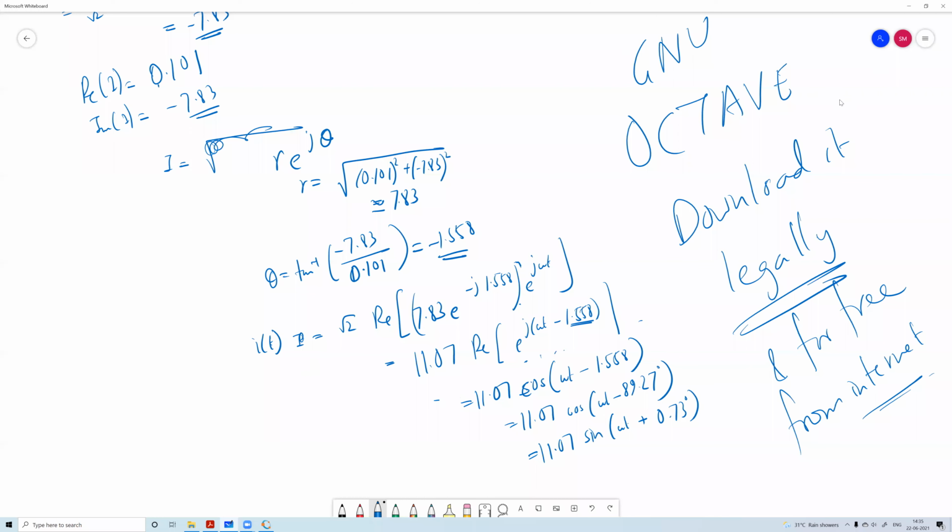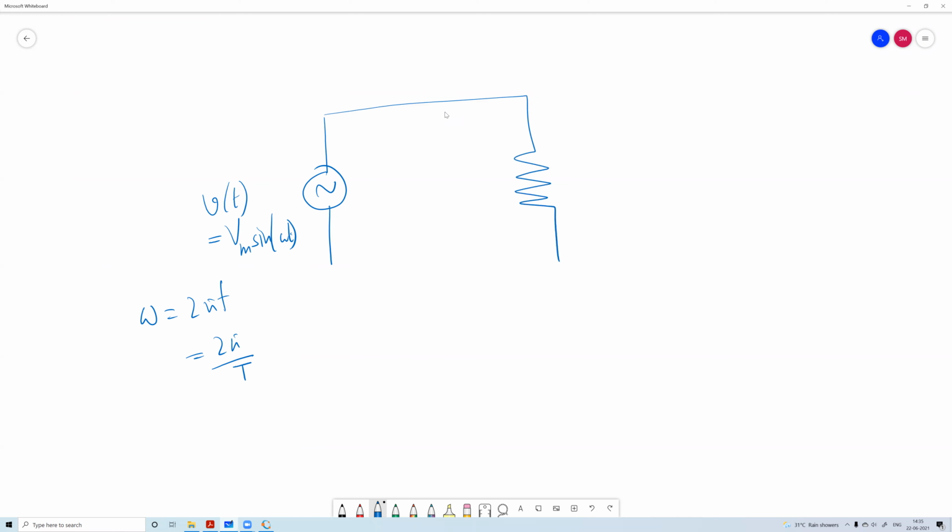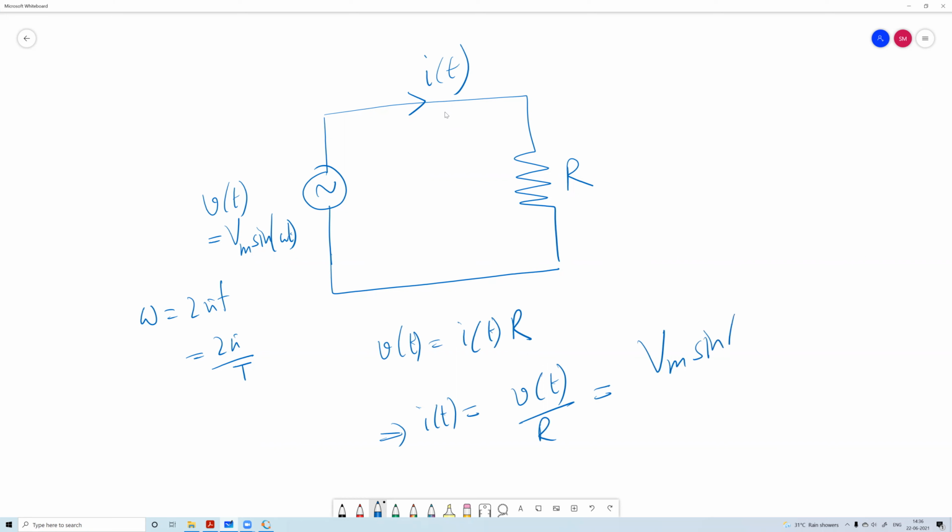Right. Now something easy. I have an AC source, given like this: v(t) equal to Vm sin omega t, where omega is 2 pi f, that is 2 pi by T. And I have a perfect pure resistance R. What is i(t)? It is Vm sin omega t by R. Absolutely. v(t) equals i(t) into R, so clearly i(t) would be v(t) divided by R, that is Vm sin omega t by R.